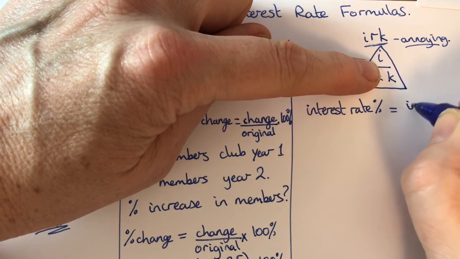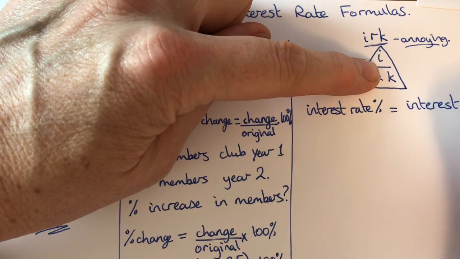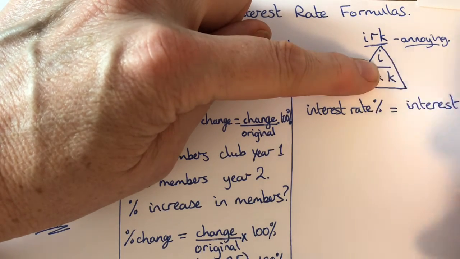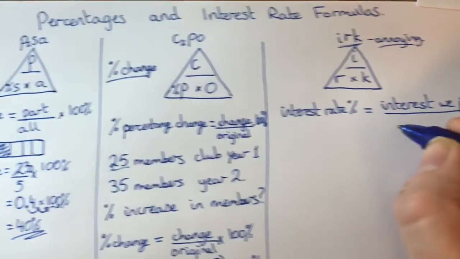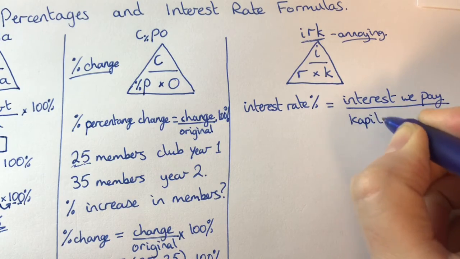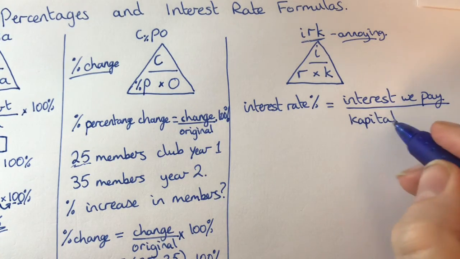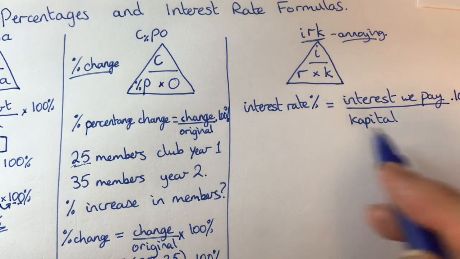is the amount of interest we pay, that's I here, divided by the amount of capital we borrowed, the amount of money we either borrowed or we put into the bank account, times 100%. And this formula always works.